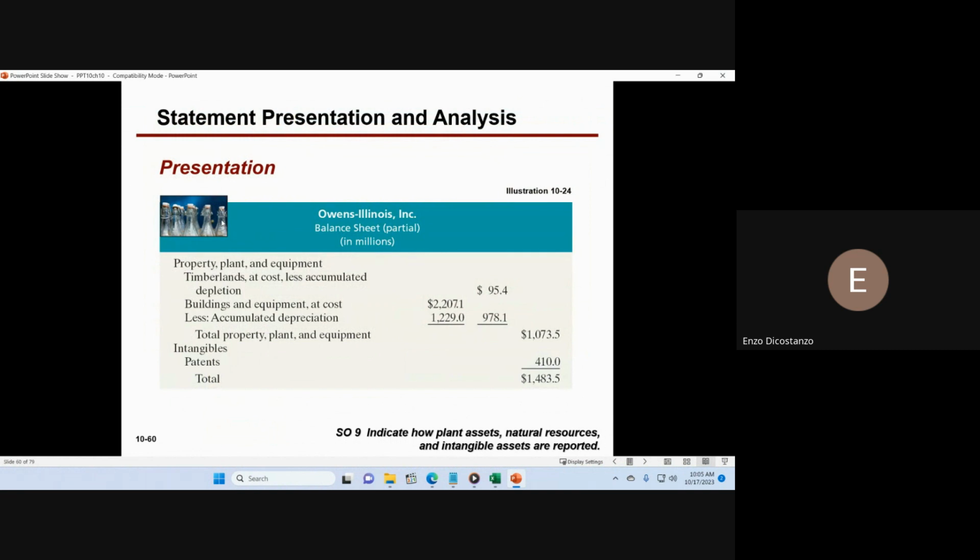Here's property, plant, and equipment. You're subtracting out accumulated depreciation, buildings and equipment at cost. These are the lands, minus already less depreciation, whatever this was, 95 million. You're netting this out to 978. You're adding these up and then adding the patents to that, whatever that is, a billion, and property, plant, and equipment. So yeah, this is a little bit of a complicated one.